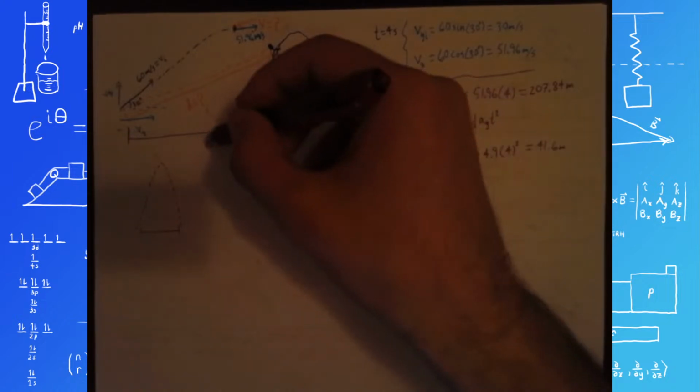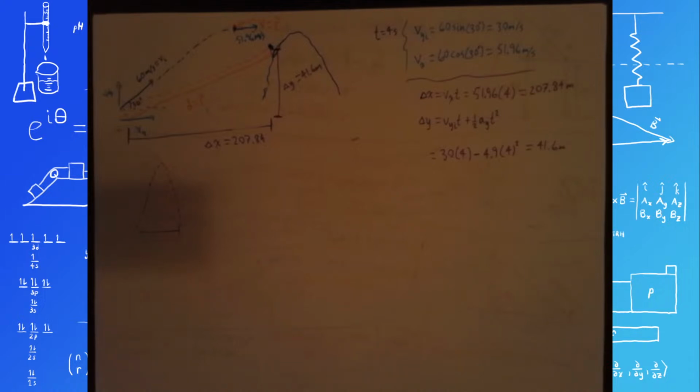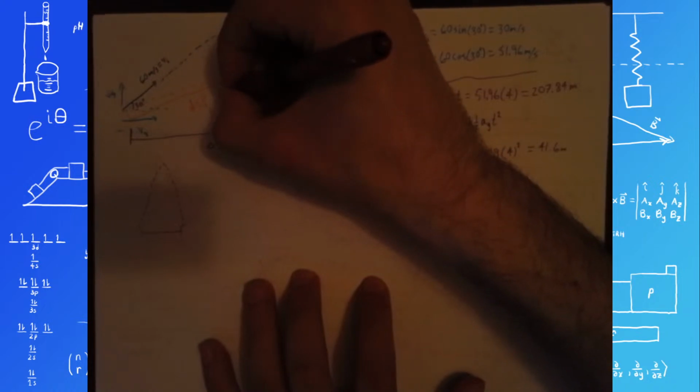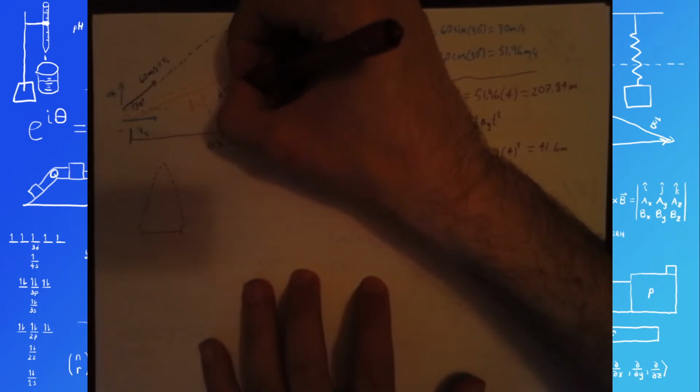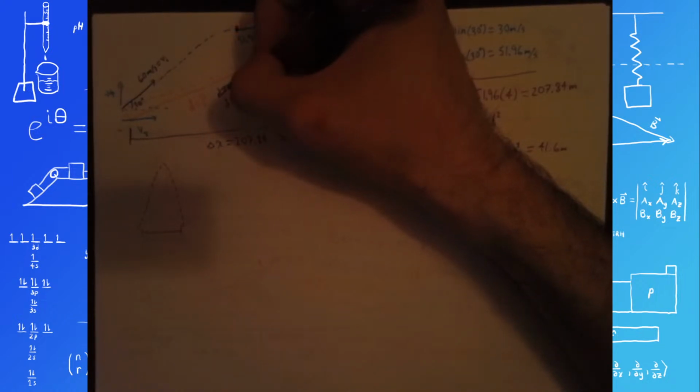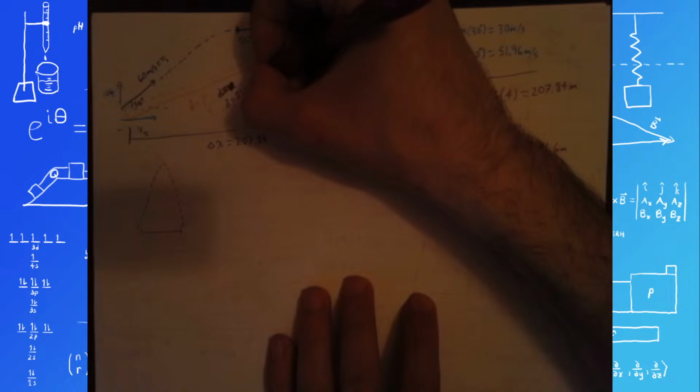Anyway, I can just do Pythagorean theorem here, so 207.84 squared plus 41.6 squared, and then take the square root of that ridiculously huge number, and I'm getting 211.96. It is greater than both of these, so I believe it. D equals 211.96 meters.